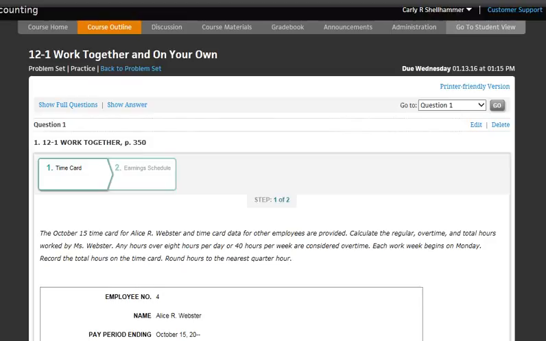Okay, let's try the work together. The October 15th time card for Alice R. Webster and the time card data for other employees are provided. Calculate the regular, overtime, and total hours worked by Miss Webster.